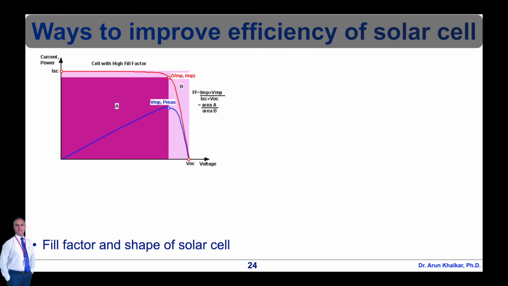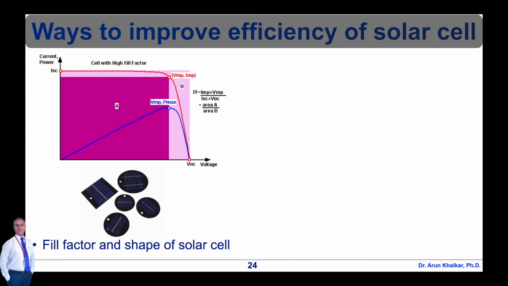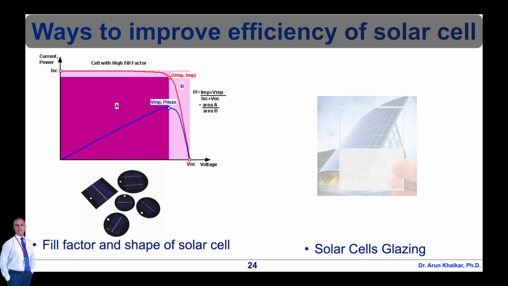First is fill factor and shape of the solar cell. Fill factor refers to the utilization of available surface area. Typically, it ranges from about 70 to 90%. Fill factor of solar panels depends on their shape. For example, round or moon-shaped solar cells have lower fill factor. Square cells have more fill factor. By choosing proper shape, efficiency of solar cell can be improved.